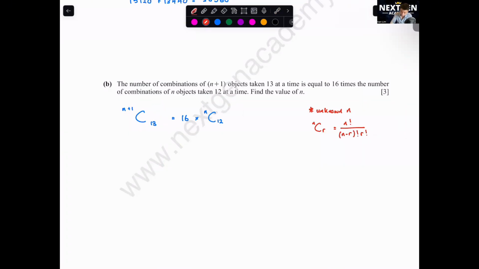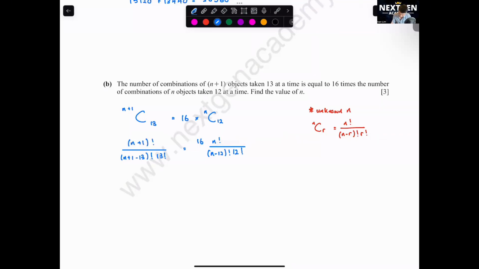Okay, we're going to put into the formula: n plus 1 factorial over n plus 1 minus 13 factorial, 13 factorial, equals to 16 times, right on top, n factorial over, maybe I separate it first, n factorial, n minus 12 factorial, 12 factorial.